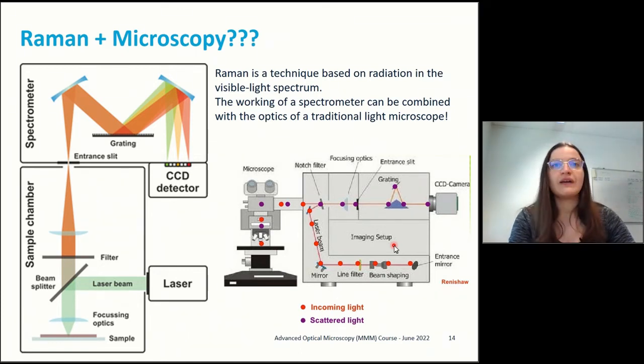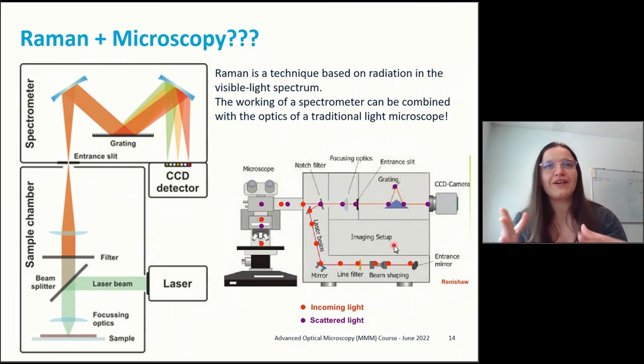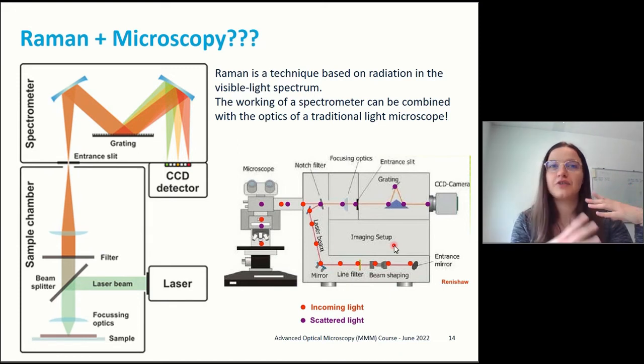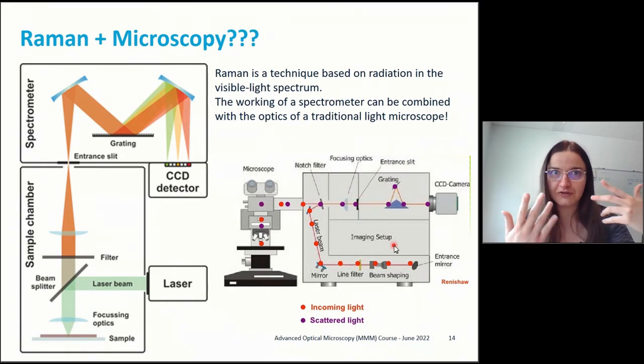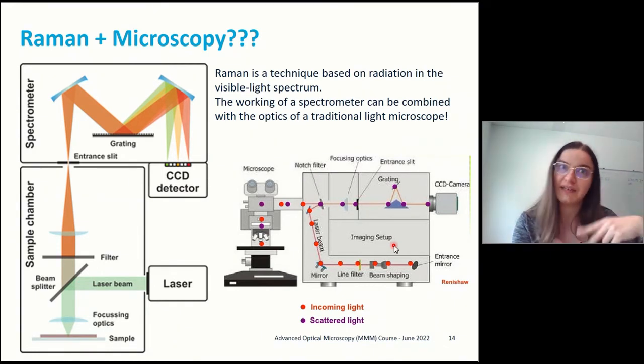Whereas, as I told you, it's complementary to infrared, but with infrared you can only see a fake contrast. An infrared microscope is not going to be able to show you an image, because when you look into the microscope, you do not see the image. It needs to be processed afterwards. But Raman, as a signal, is based on visible light.